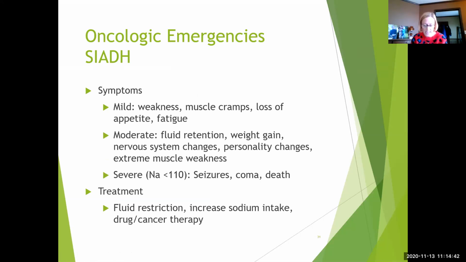So SIADH, which we should already know, can be anywhere from mild to severe, depending on the level of sodium, of hyponatremia. Can be anywhere from muscle cramps, loss of appetite and fatigue, all the way to seizures, coma, and death. But we're monitoring for the fluid retention, weight gain, personality changes. They can have extreme muscle weakness. And then to treat: fluid restriction, increasing sodium intake. So they might need that hypertonic saline. And might have to modify their drug and cancer therapy.